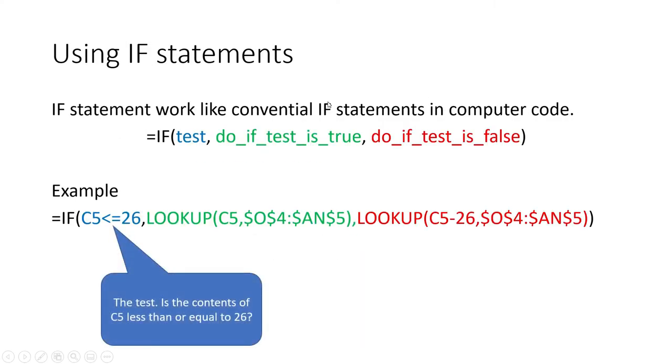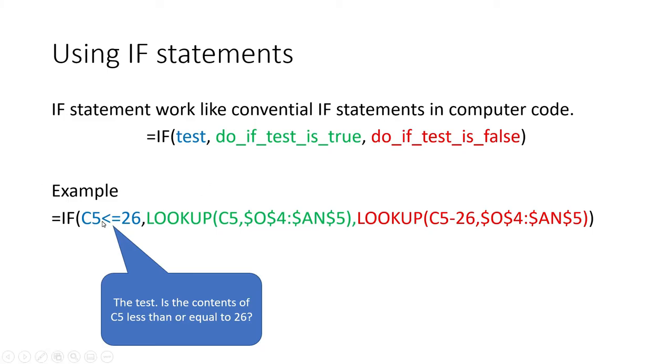So with an if statement, they work just like a conventional if statement does in any computer program. We have some kind of test, which is the blue thing. So it says equals if, and then we have a test, comma, and then in green, what we're going to do if this is true. So in the case of our example, we'll be using a lookup, and then what to do if the test is false, if the test isn't true. So in this case here, here's the example.